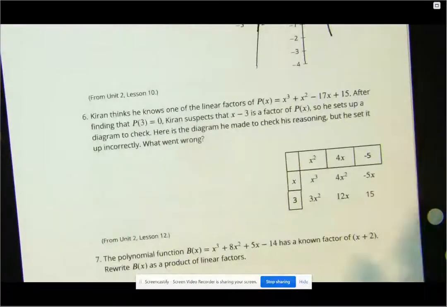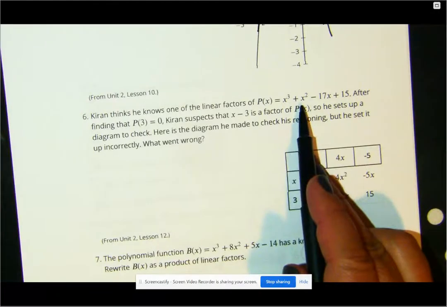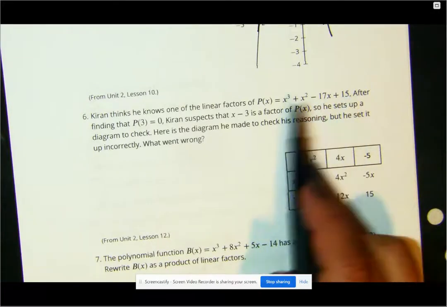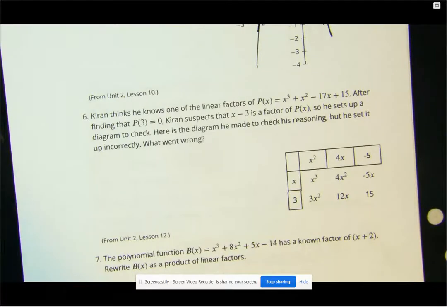Number 6, Kieran thinks he knows one of the linear factors of p of x after finding that p of 3 equals 0. So he suspects that x minus 3 is a factor of the polynomial. So he sets up a diagram to check. So he wants to divide x cubed plus x squared minus 17x plus 15 by x minus 3. What is his mistake?